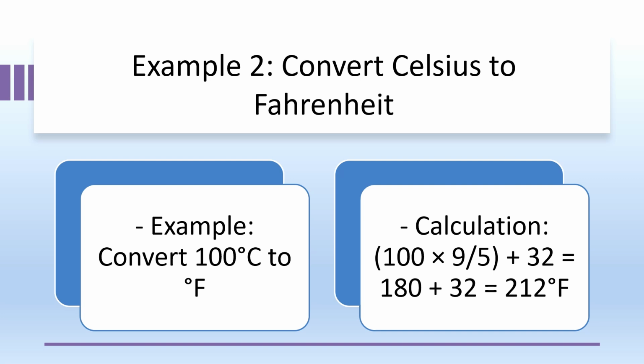Now let's go the other way. Multiply 100 degrees Celsius by 9/5 and add 32. You get 212 degrees Fahrenheit, the boiling point of water, exactly how Fahrenheit designed it.